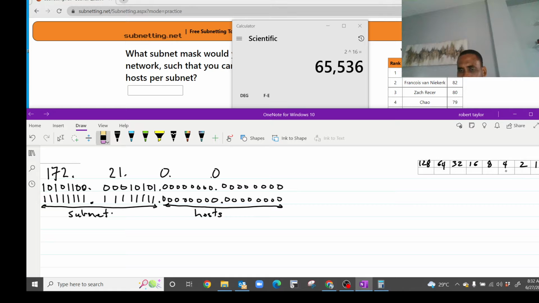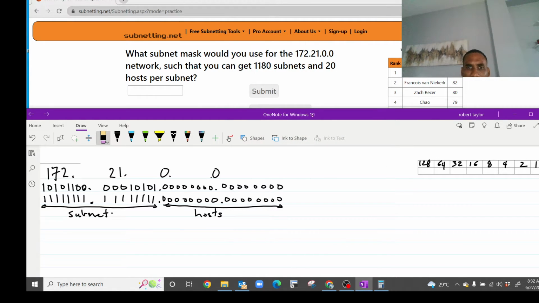Let me just clear up here. Now, the question wants us to get 20 hosts. So if we come back to the natural address, how many bits would we need to give us 20 hosts? A while ago we saw that we had 16 bits, and then we said 2 raised to 16 gave us 65,536. So how many bits do we need to get at least 20 hosts? How many of these bits can we take at the end there to give us the 20 hosts? So let us try. Let us use our calculator.